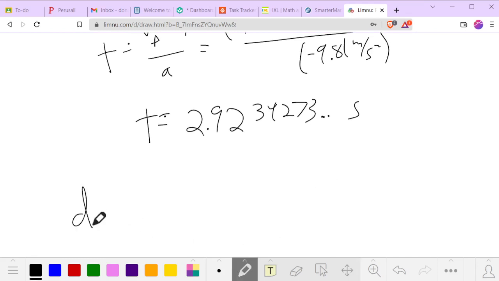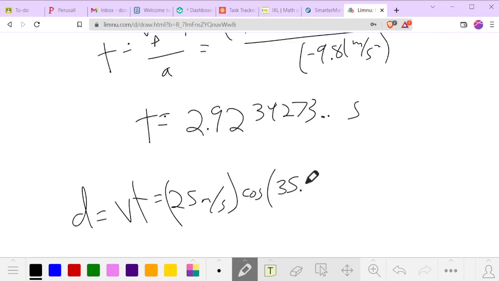Now the horizontal displacement is velocity times time. Our horizontal component of velocity is 25 meters per second times the cosine of 35.0 degrees times our 2.9234273 seconds.